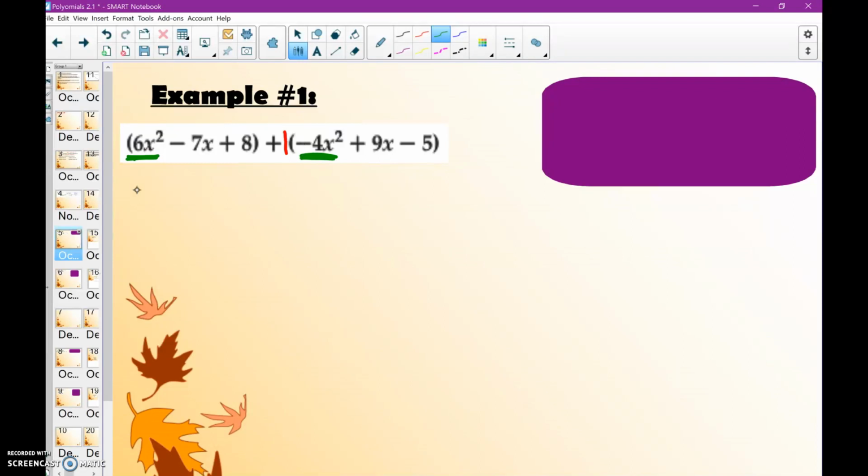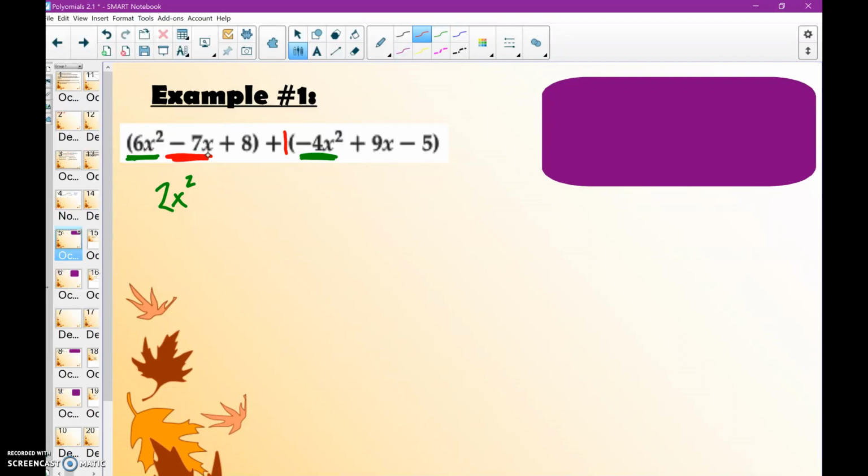Now, when you put them together, because we're adding and subtracting, we're not multiplying and dividing, you're just combining how many of them there are. So there's 6x squared here, and there's negative 4x squared here. Well, what's 6 and negative 4 put together? It's 2, and you keep the same exponent, so it's still 2x squared. Notice it's not x to the fourth.